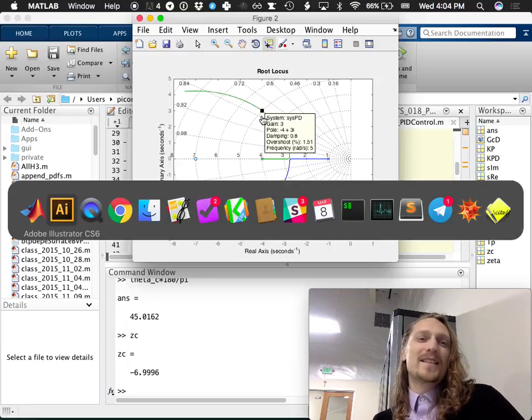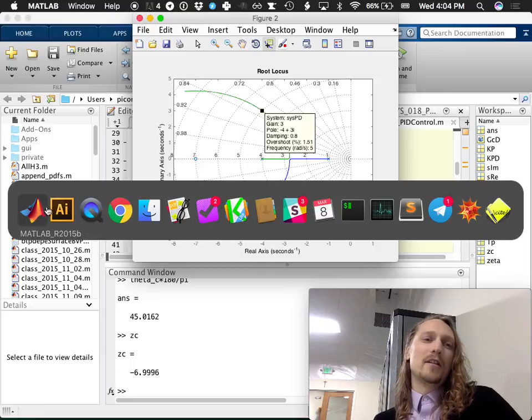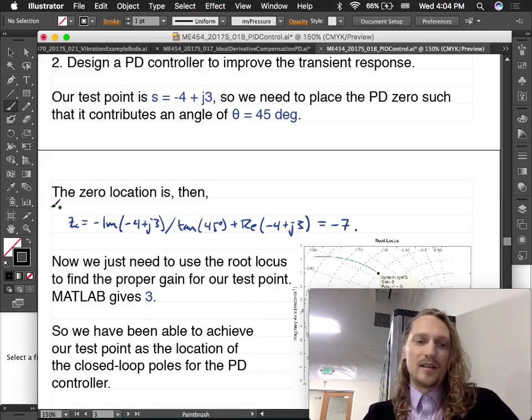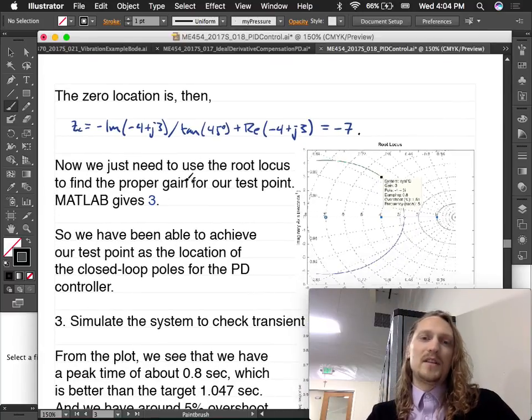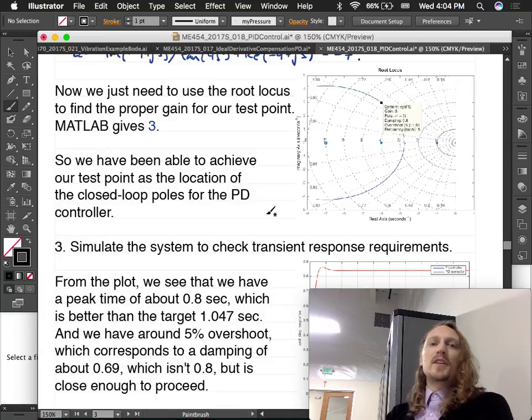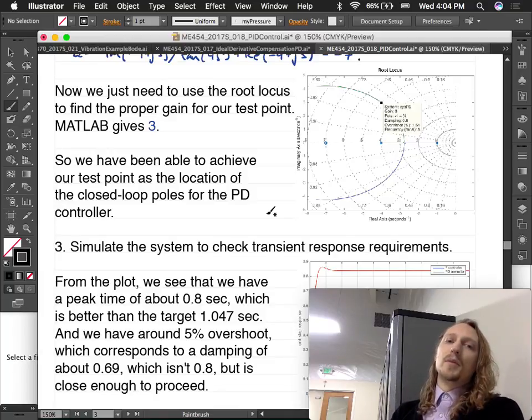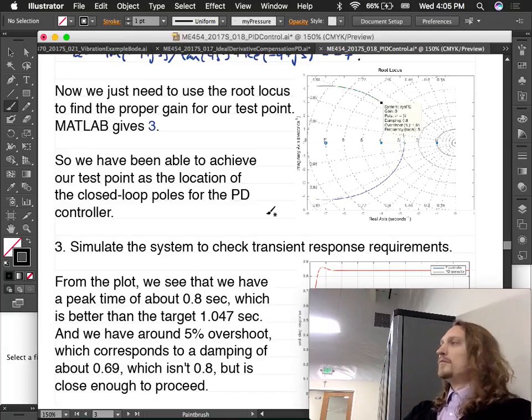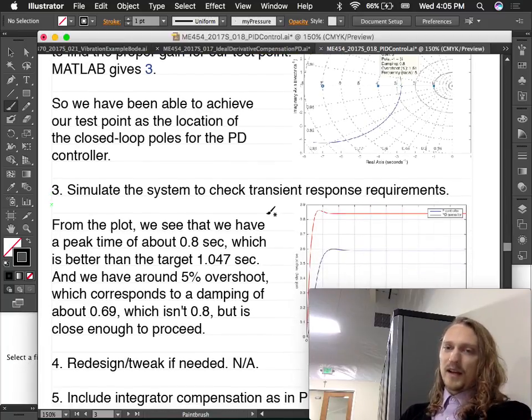Okay, so now we just need to use the root locus to find the proper gain for our test point. MATLAB gives 3. So there we go, a gain of 3. So we have been able to achieve our test point as a location of the closed loop poles for the PD controller. Sweet. So that was our step 2. Now, we want to simulate the system to check the transient response requirements.